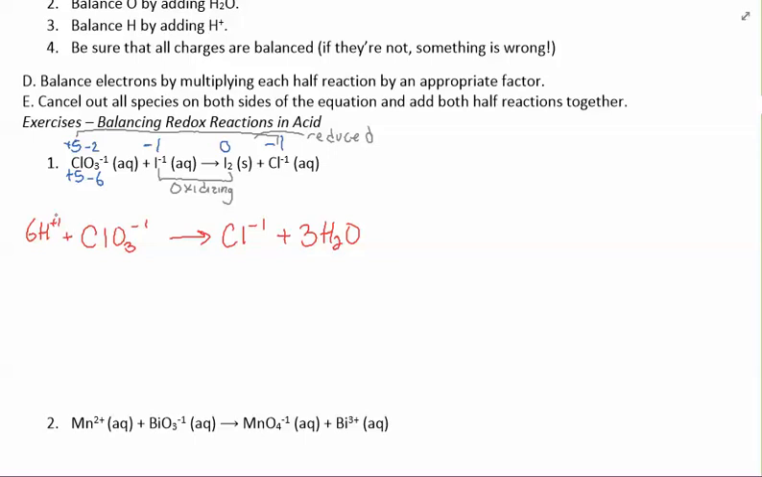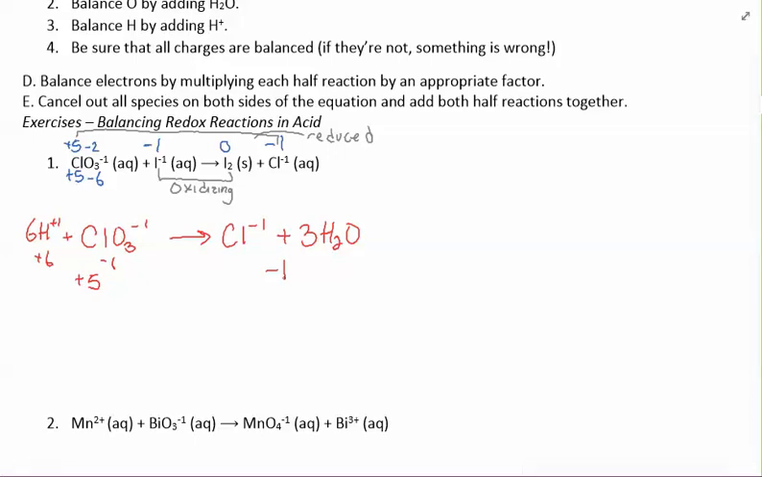The last step, we want to make sure that all charges are balanced, which we're going to balance by the electrons. So right now, we want to look at the overall charges. On the reactant side, I have a +6 from the hydrogen. I have 6 +1s and a -1. Together, that's going to be +5. On the product side, I have a -1. Right now my charge isn't balanced.